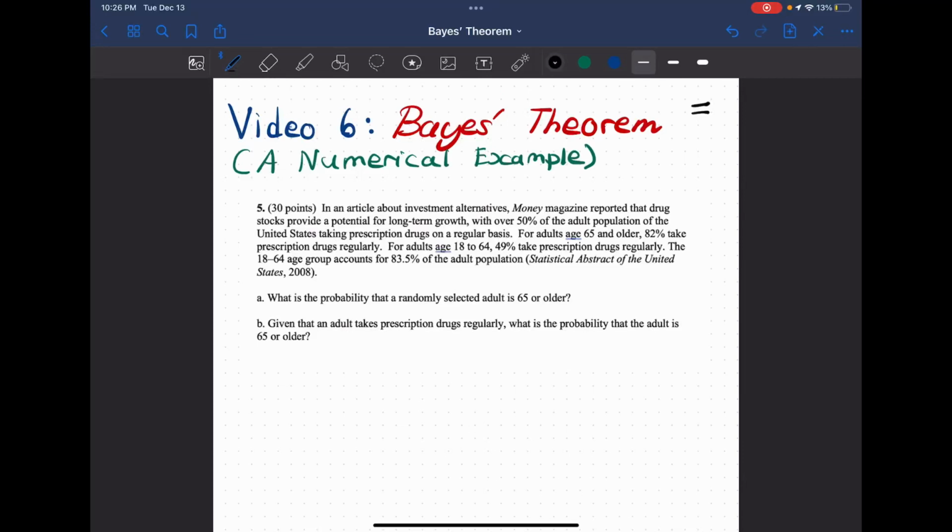This video will cover Bayes' theorem, but we will directly delve into a numerical example and try to solve it, because Bayes' theorem is actually kind of straightforward. The name is kind of daunting at first, Bayes' theorem, but it's kind of intuitive.